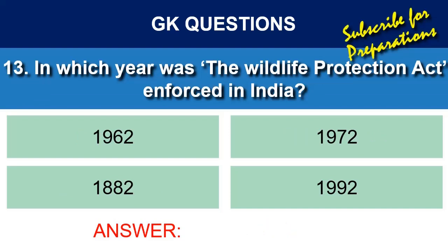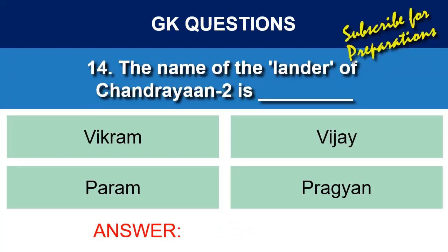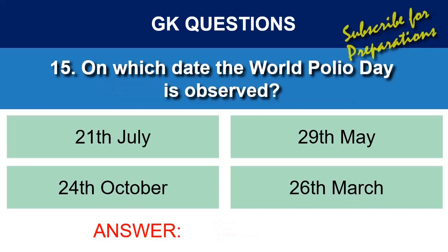In which year was the Wildlife Protection Act enforced in India? 1972. The name of the lander of Chandrayaan 2 is Vikram. On which date the World Polio Day is observed? October 24th.